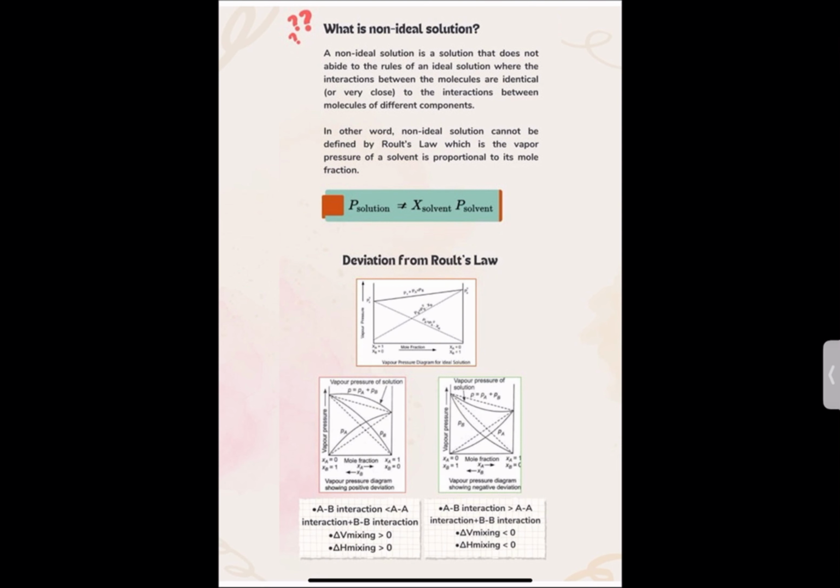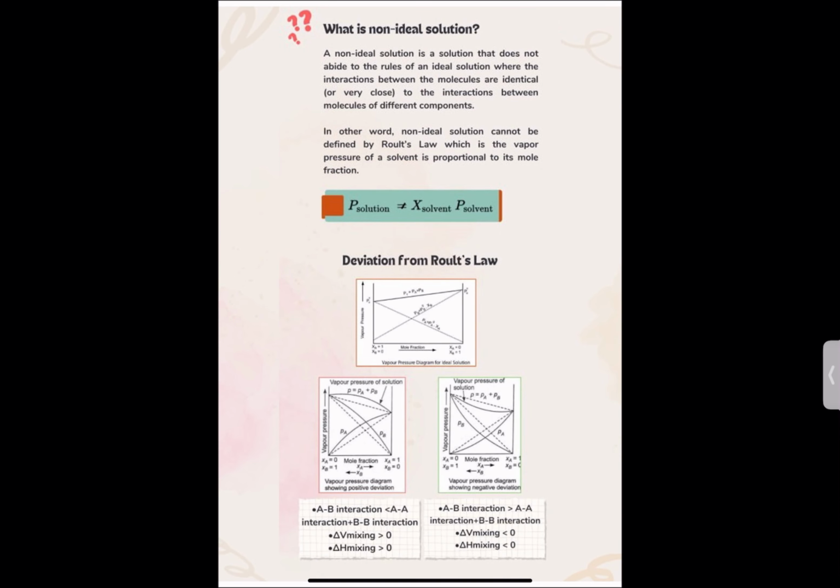It also indicates that the volume is decreasing, or we can say that delta V mixing is less than 0. Additionally, in the negative deviation from Raoult's law, when the interaction between A and B is stronger compared to the interaction between AA molecules and BB molecules, this means energy is released. Or we can also say that this is an exothermic process. This results in a decrease in the enthalpy of mixing. Hence, the delta H of mixing is also less than 0. Mixtures of propanone and trichloromethane show this kind of behavior.